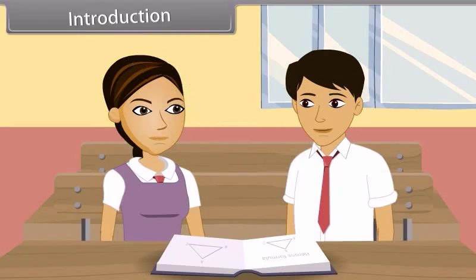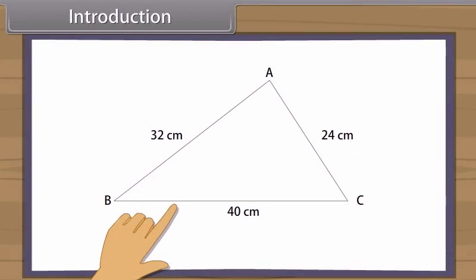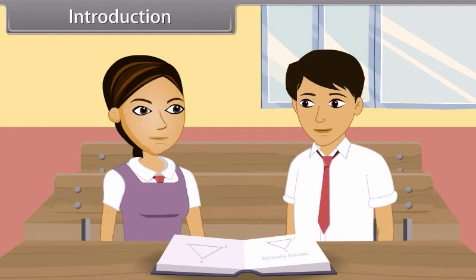Introduction. Hi Aarti, can you help me solve this question? Yes, tell me what is the problem? I have to find the area of this triangle. Oh, it's easy. We can calculate its area by using Heron's formula. Heron's formula? Yes, Heron's formula. We use this formula to find the area of a triangle when the height of the triangle is not given. Come, I will tell you more about Heron's formula.